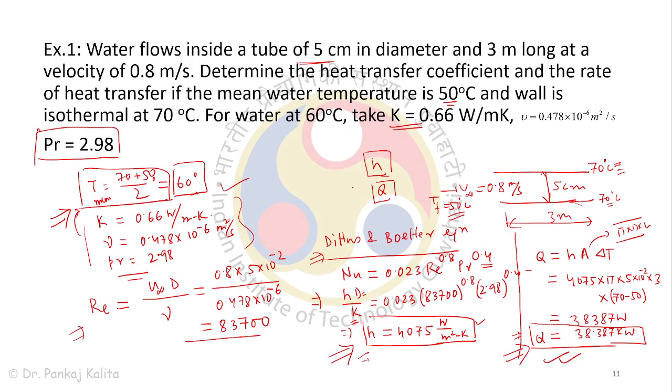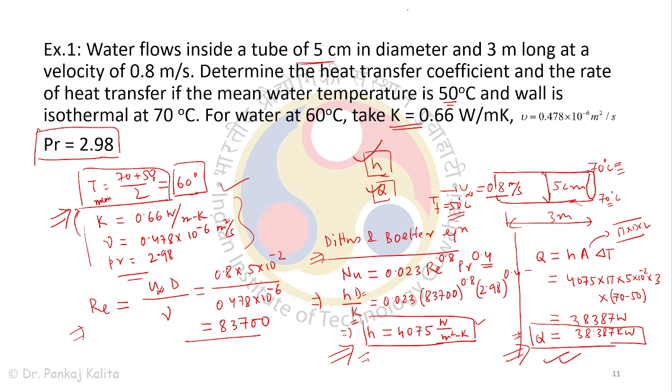Now, this is the numerical based on what we have just studied. Water flows inside a tube of 5 centimeter diameter and 3 meter length at a velocity of 0.8 meter per second. Determine the heat transfer coefficient and the rate of heat transfer. So what we have been asked is h and Q.